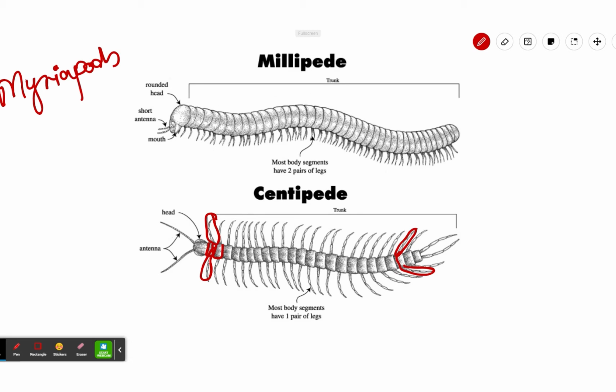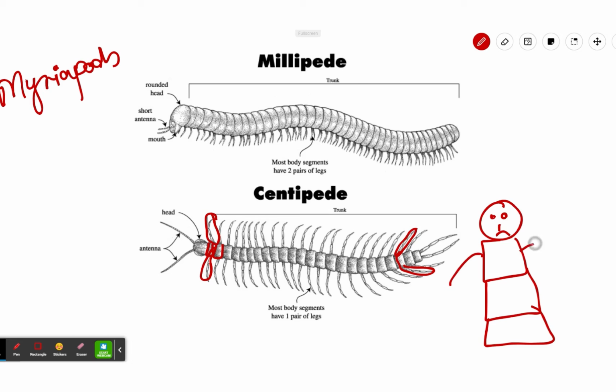Let me draw it simply. Over here, let's suppose this is a centipede. Never draw a centipede like that. It's a masterpiece diagram by Miss Binte. Now each body segment, you just have one pair of legs, one pair of legs, one pair of legs. So this is one pair at this segment. First segment, one pair.